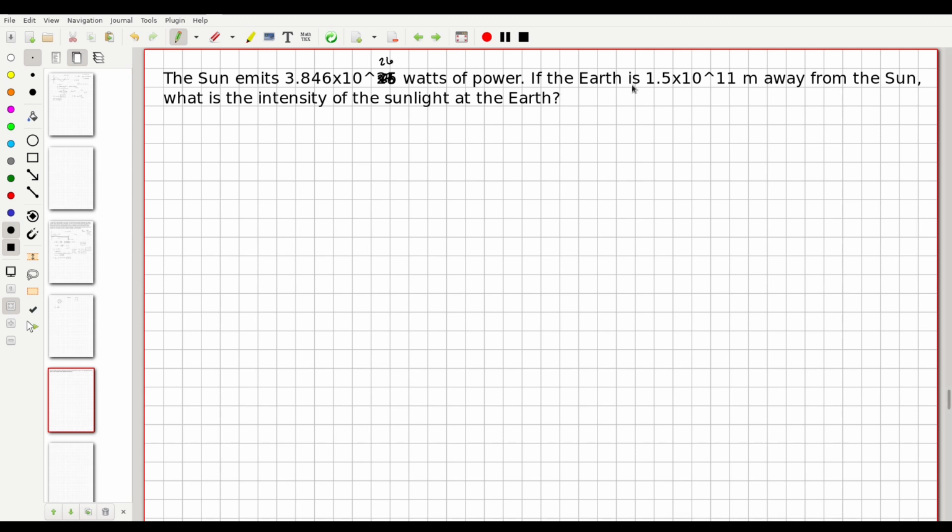Okay. Now, the Earth is about 1.5 times 10 to the 11th meters away from the sun. This is called an astronomical unit. We introduced this concept last semester. What I want to know is what's the intensity of the sunlight at the Earth.